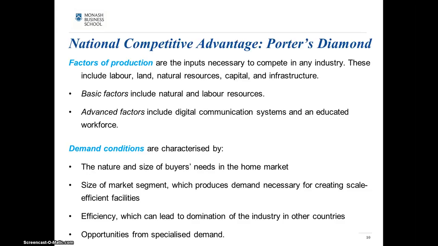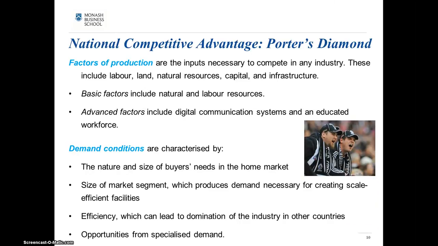The first that you need to consider are the factors of production, which are those inputs necessary to compete in any industry. And we can basically break these down into two categories. You have your basic factors, so the natural factors, things that you can literally take out of the ground, for example, the raw materials and minerals, and the labour resources that are located within a particular nation, that is literally the people that you can get to work for you in a country. And also advanced factors, things like the digital communication systems and an educated workforce, unlike our friends from Collingwood. Probably not going to help you with this particular attribute here. Apologies to any Collingwood supporters I have listening.